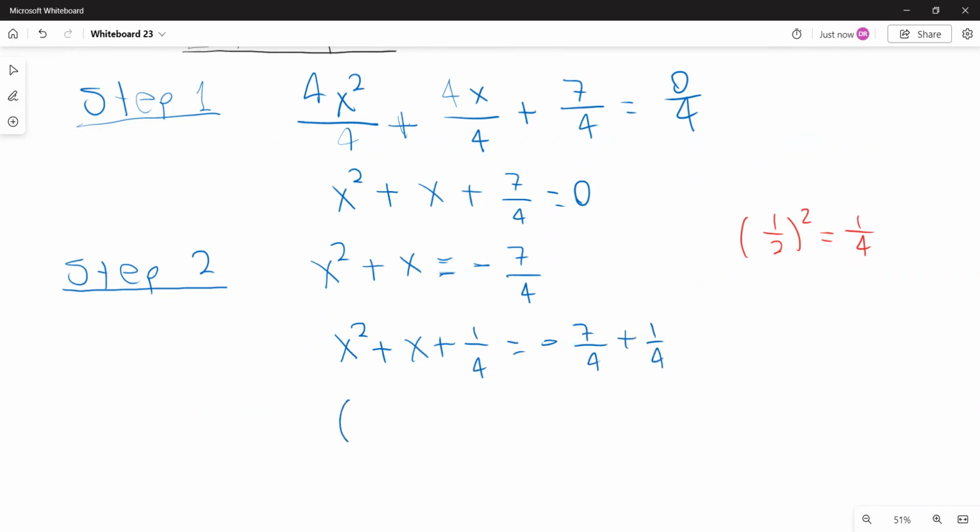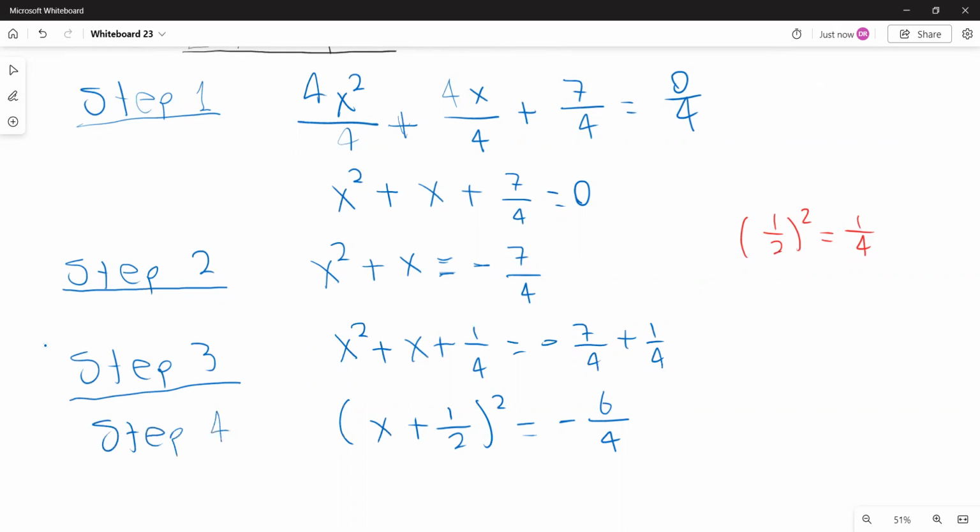So now we can factor the left-hand side as a perfect square trinomial. And finally, this was, by the way, step 3. So we did step 3. Step 4, let's see. Yeah, step 4, we factor.